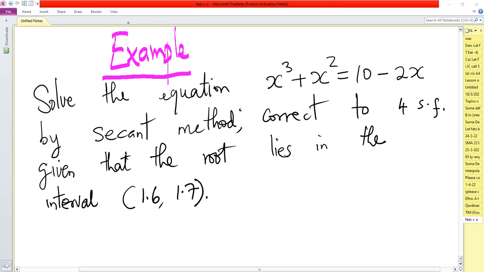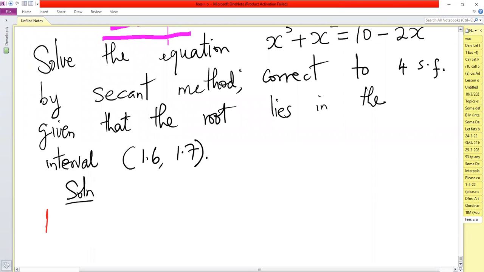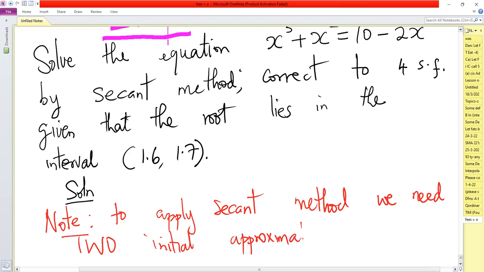Now, the first step. Remember, to apply secant method, we need two initial approximations to the root. That must always be clearly stated.